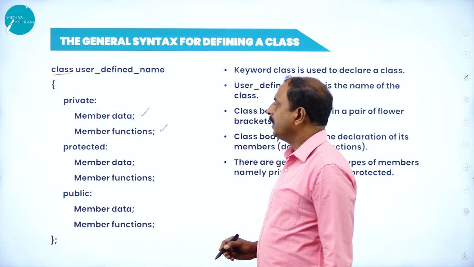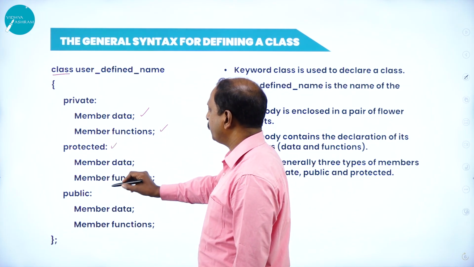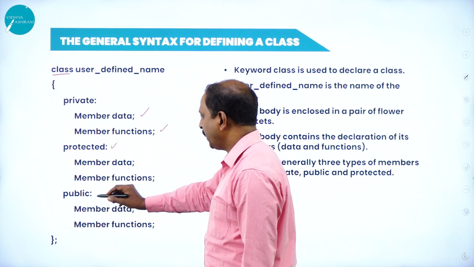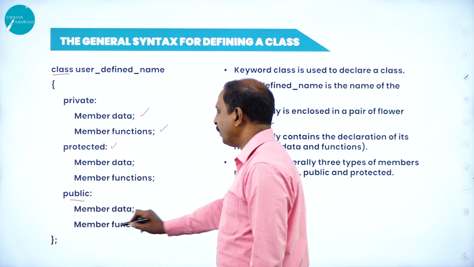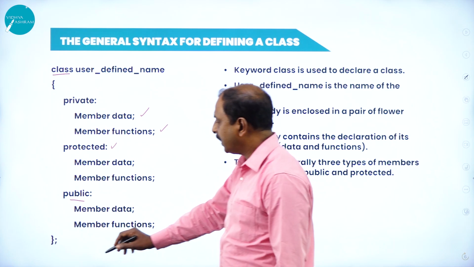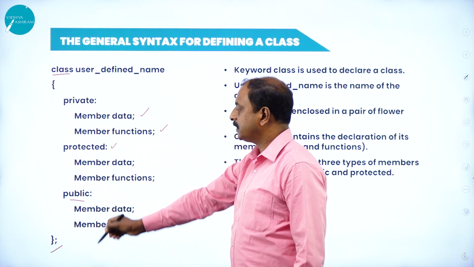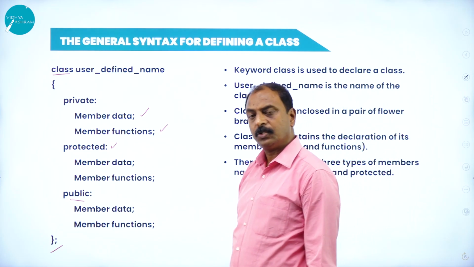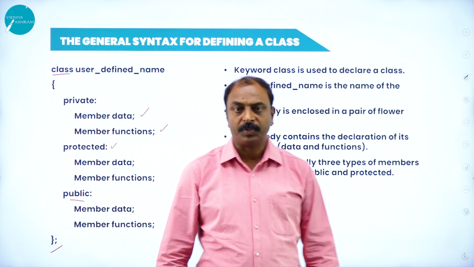Similarly, we have protected as another access specifier. Under that also we can have either member data or member functions. Similarly, a public access specifier with member data and member functions, closing the class with this bracket and semicolon. So this is the syntax of how to declare or define a class with respect to the programming concept. Now let us see the explanation of this.